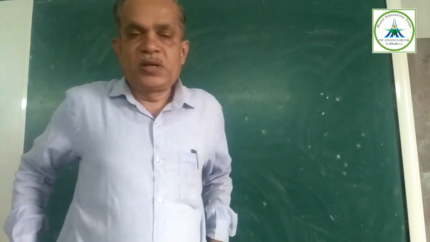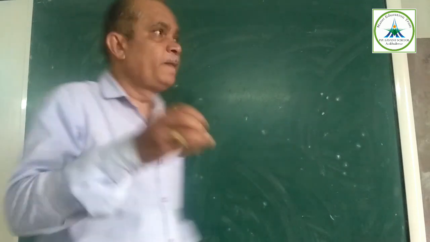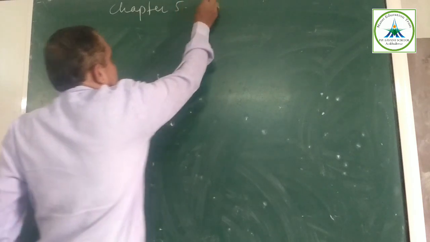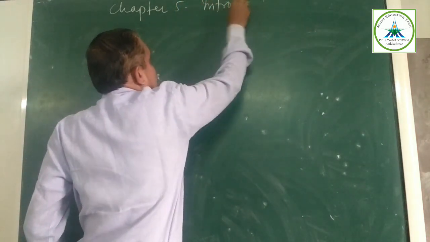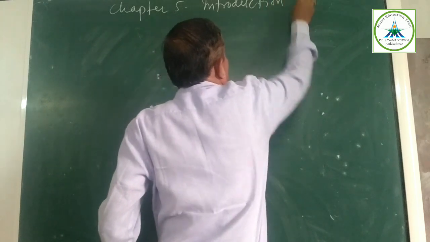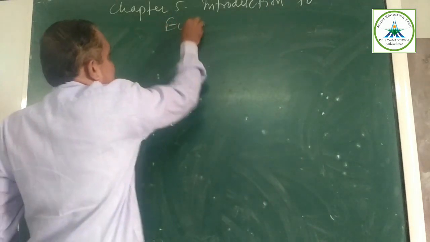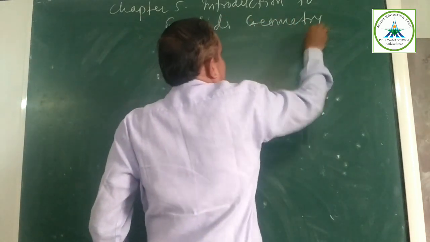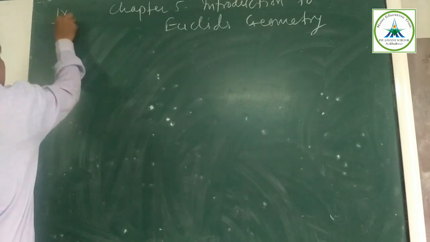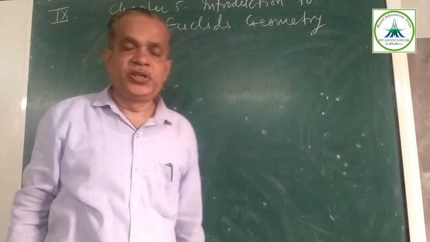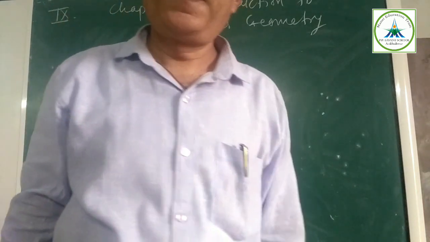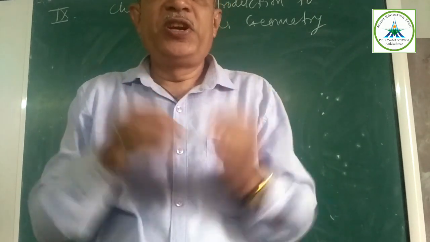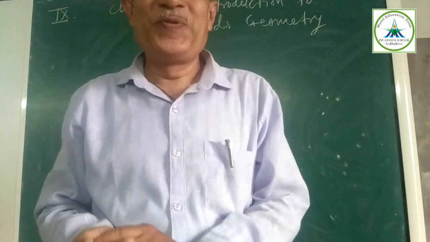Today we will start chapter number 5, Euclid's Geometry. Introduction to Euclid's Geometry. See students, very basic, which is already known to you, we will just discuss now.